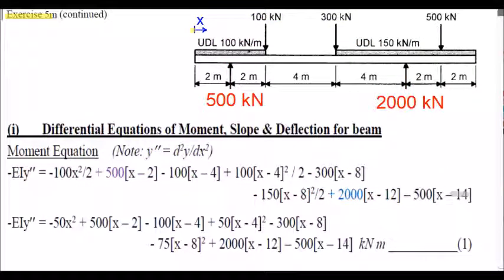All that's happened on the next line is we just try to simplify some of the terms. The first term here, the negative 100 divided by 2, that simplifies to negative 50, so negative 50x squared. And also this term here, the 150 divided by 2, that simplifies to the 75. All the other terms remain the same. So I've called that equation 1, the bending equation.